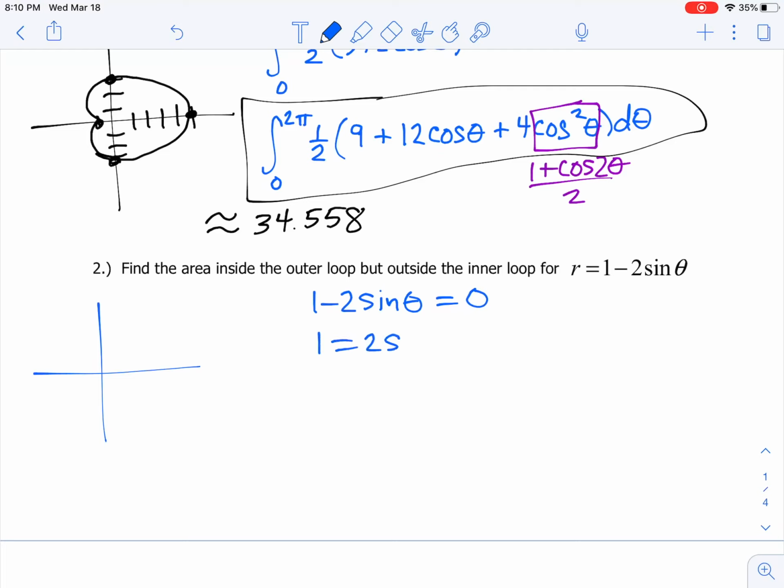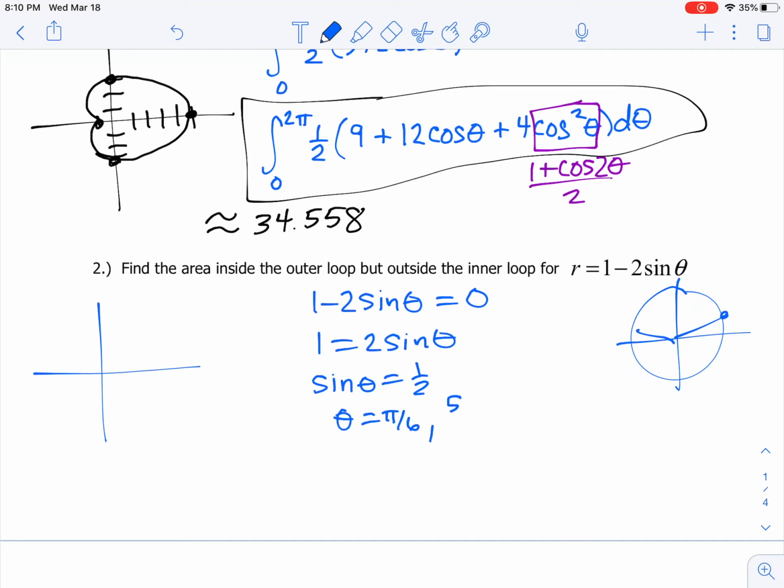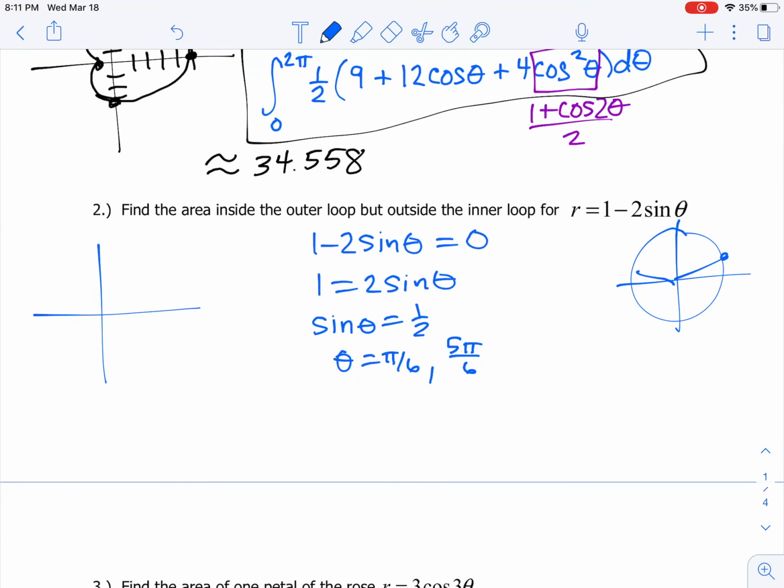So 1 equals 2 sine of theta. Sine of theta equals a half. Now I'm thinking on my unit circle, the sine is a half, where maybe at pi over 6, and then again here at 5 pi over 6. Okay. Now I'm trying to think about how I want to draw this, right? And I usually make some kind of a table of values.